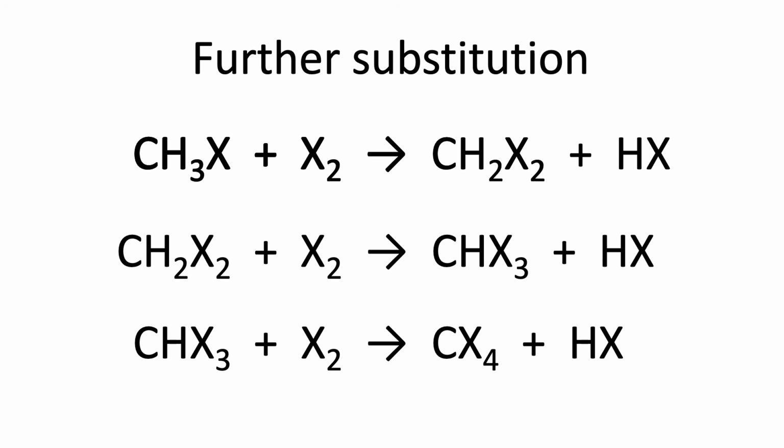The less halogen you have present, the less substituted products will be formed in the majority. If you use a large amount or an excess of the halogen, then you will form more of the more substituted or even the fully substituted haloalkanes.